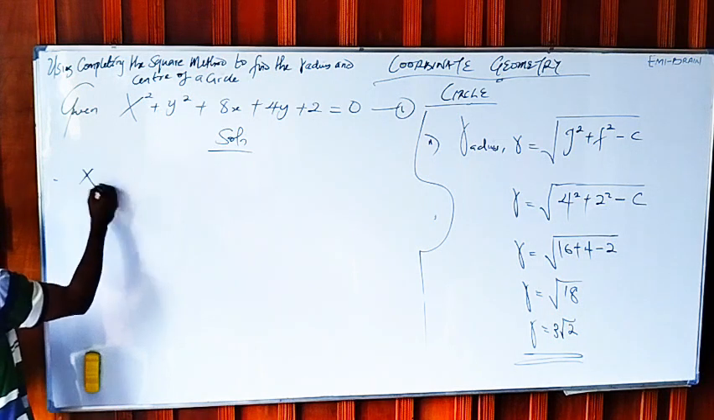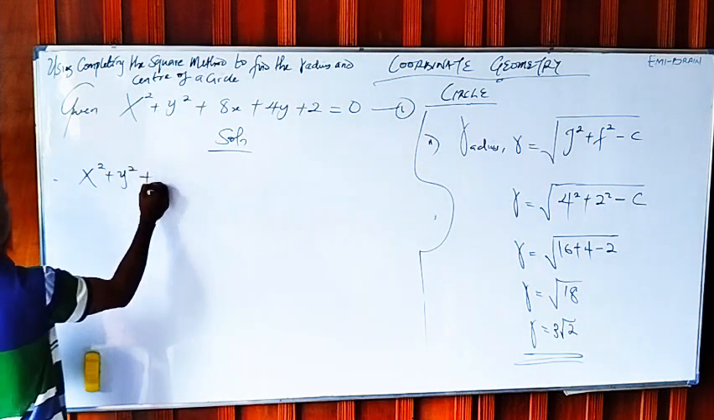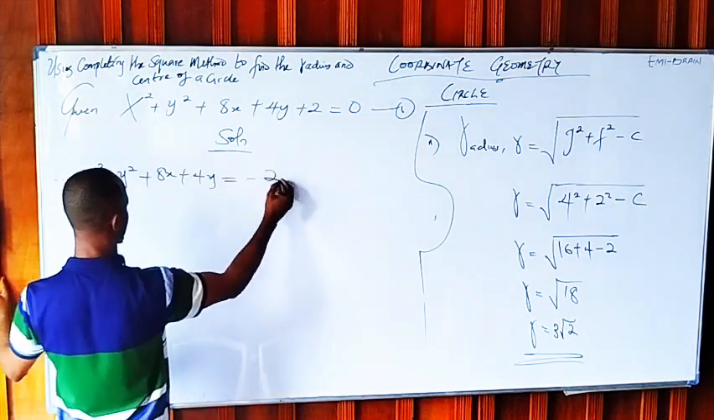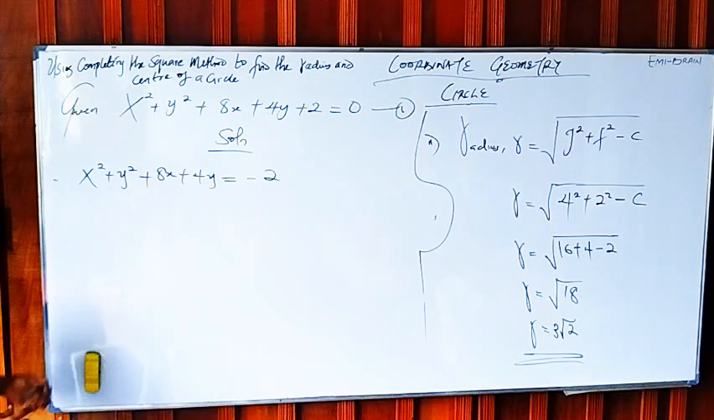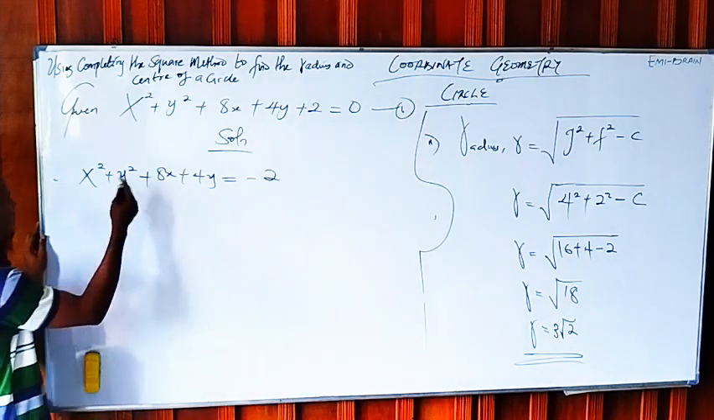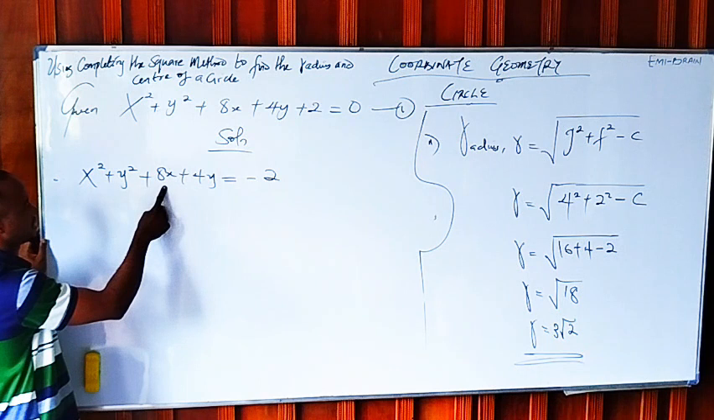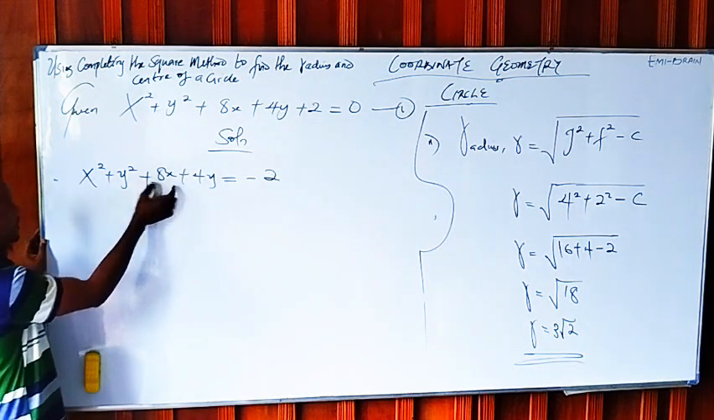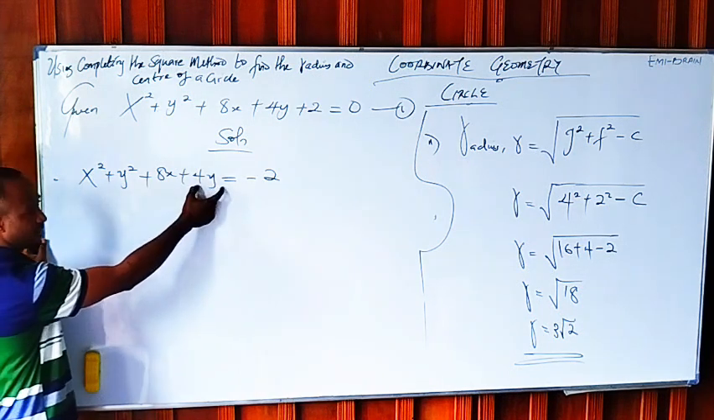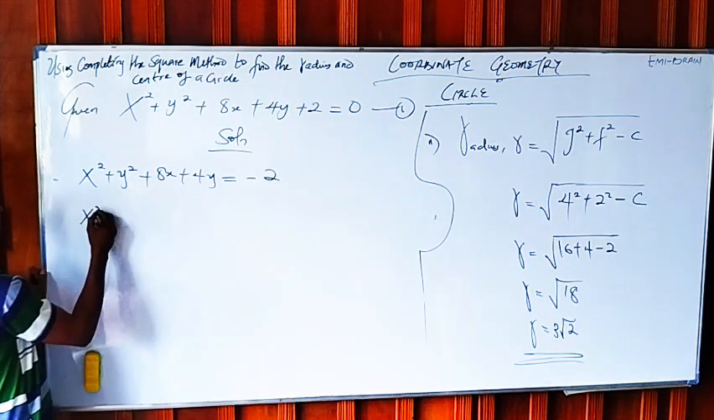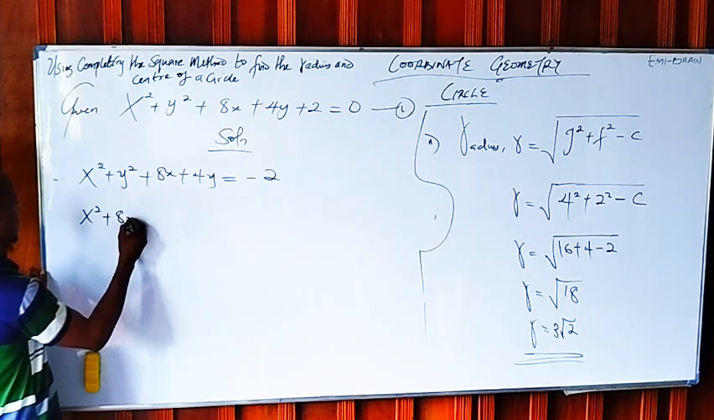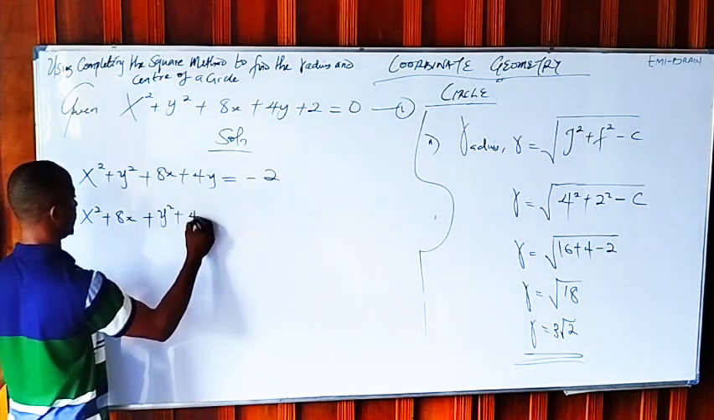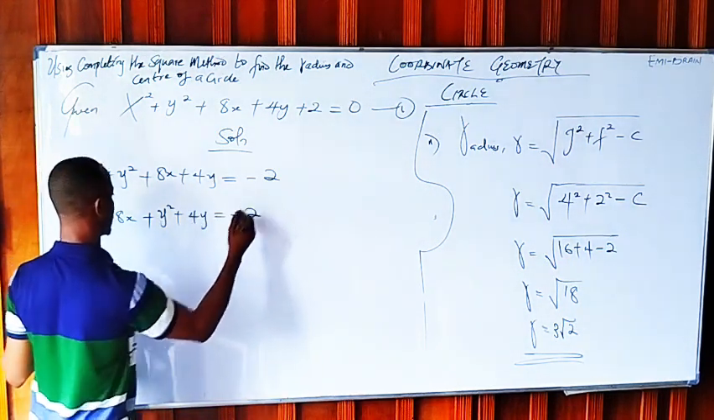We're going to have x squared plus y squared plus 8x plus 4y equals minus 2. Then I'll look at the coefficients of this x and y. I'll group this x with 8x, and group y squared with 4y, by saying x squared plus 8x, plus y squared plus 4y, equals minus 2.